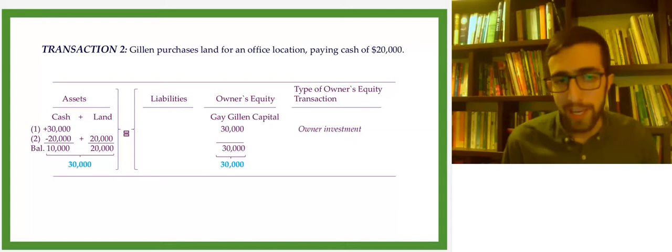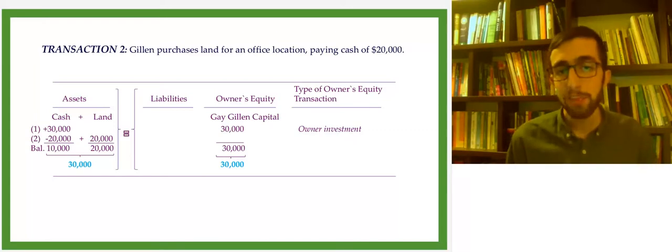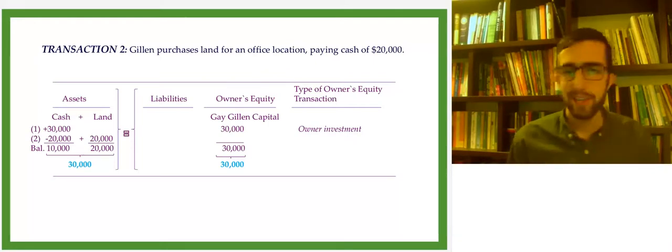If you notice, this transaction only impacted the left side of the accounting equation, and the right side didn't change. But still, the amount of the left side and right side is equal, and it is $30,000.